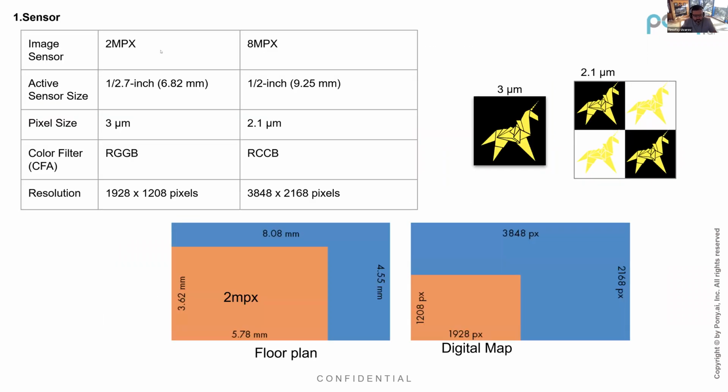There are 2 sensors which we are comparing, the 8 megapixel and the 2 megapixel, and the 2 megapixel is our current sensor. There you see the size, the pixel size, pattern, and actual resolution. Here is the floor plan. So the 8 megapixel is a little larger, but it has 4x resolution if you see the digital map. And the pixel size has pretty much grown 1.5 if you think of it as a block.